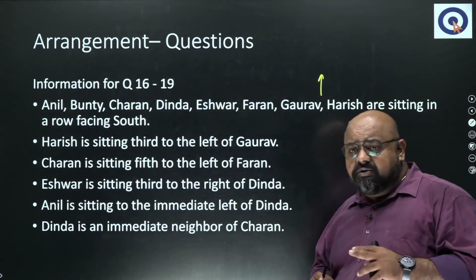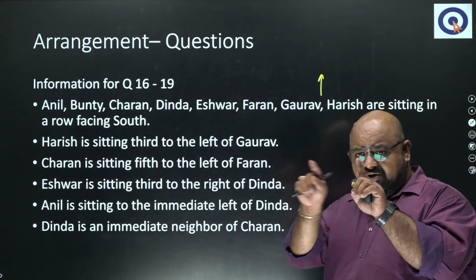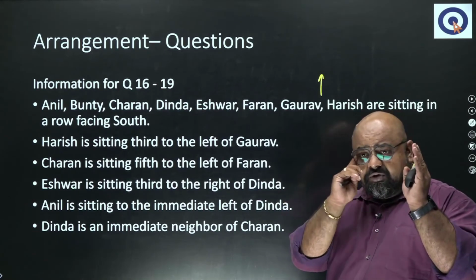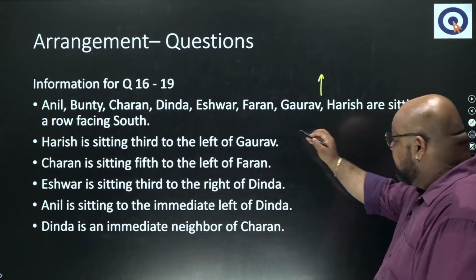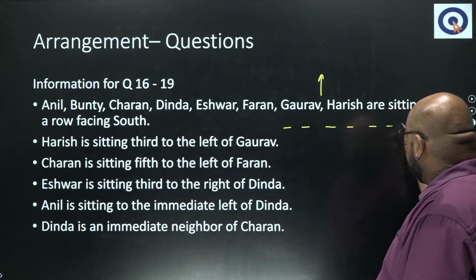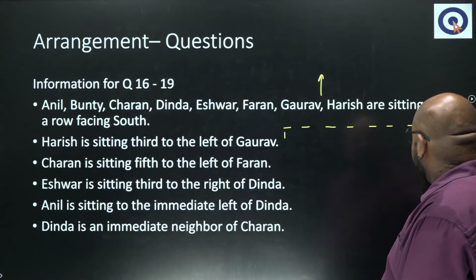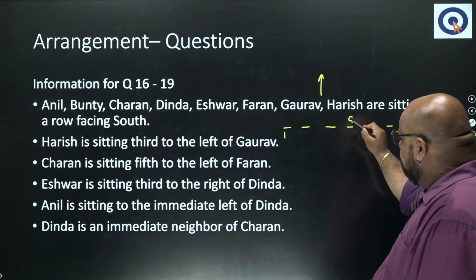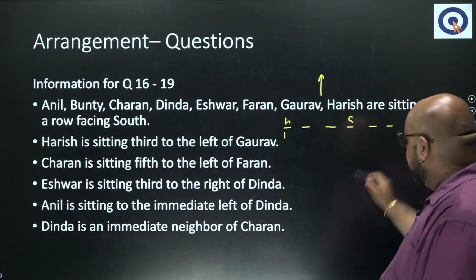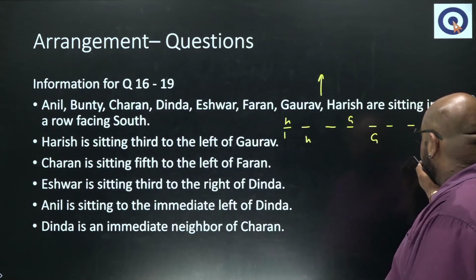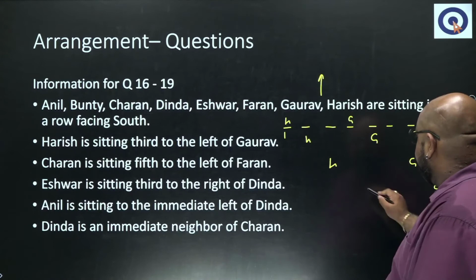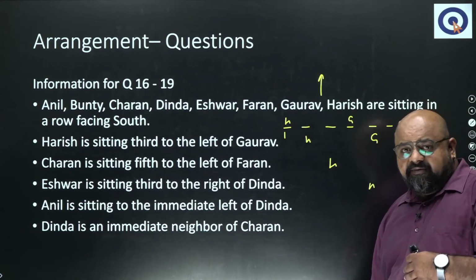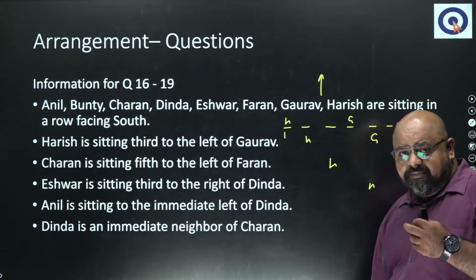If Harish is sitting third to the left of Gaurav, there is Harish, there is Gaurav, there will be 2 people in between. So there are 4 people, right? Now these 4 could be anywhere from position 1 to 8. If I say this is position 1, this is 8. Harish is sitting third to the left of Gaurav. So Gaurav, Harish, this is one possibility. I could have Gaurav, Harish here, or here, or here. There are 4 possibilities that can happen, right? And therefore, I will always start with something that has minimum number of possibilities.